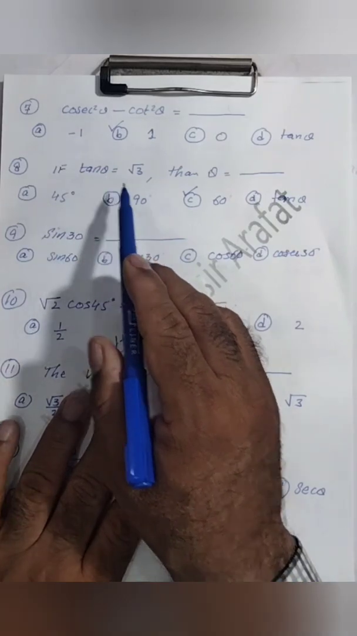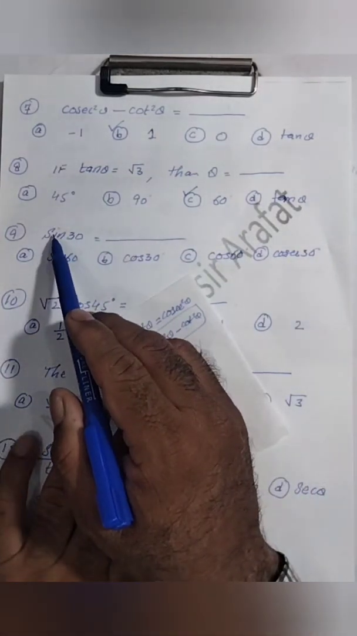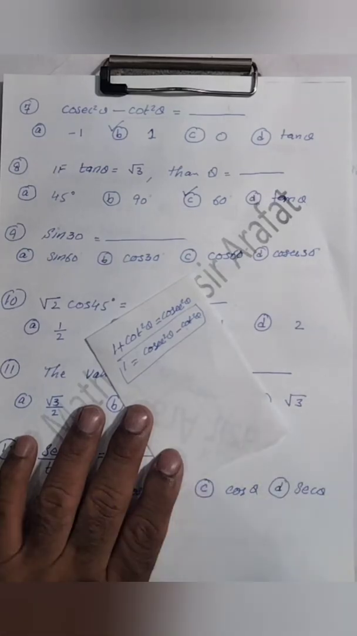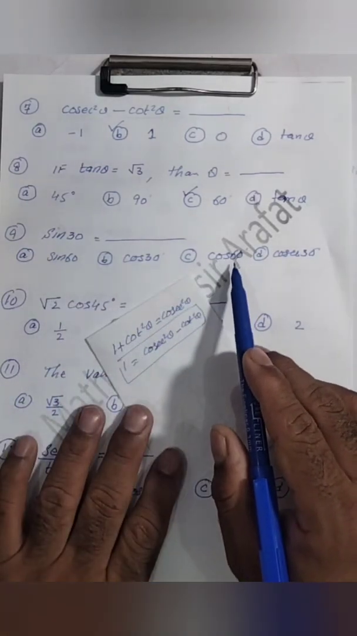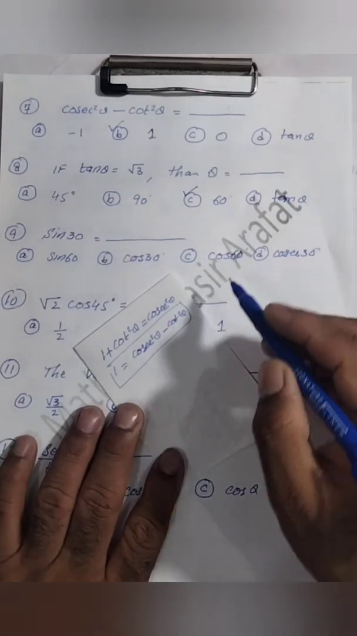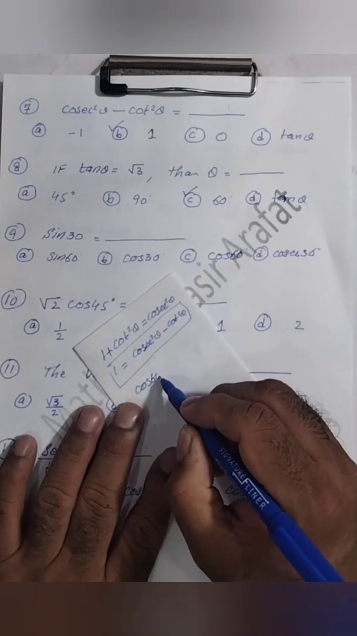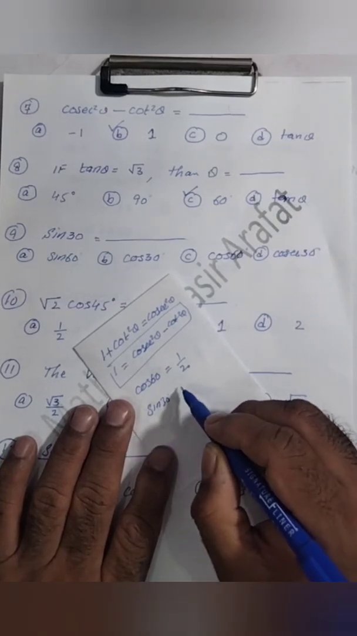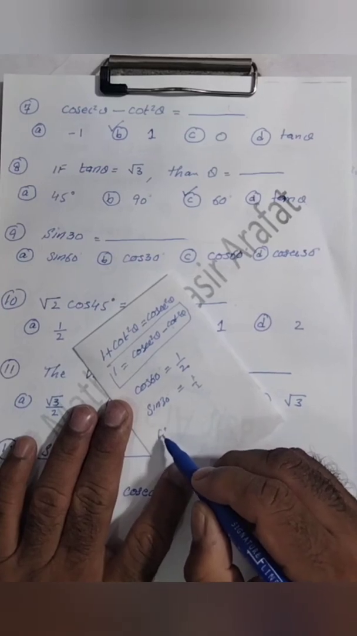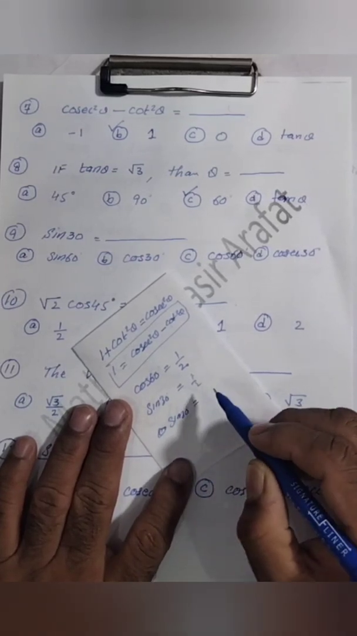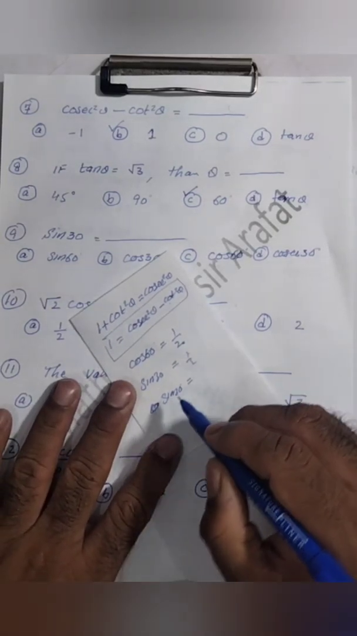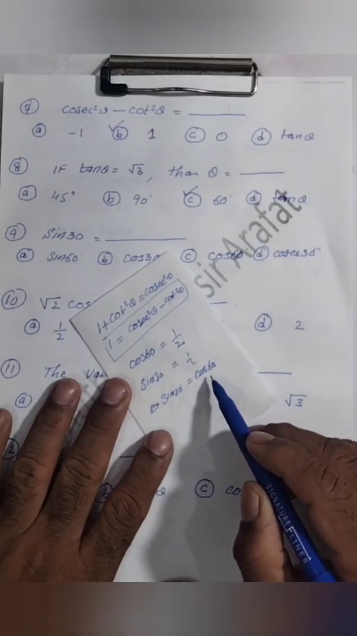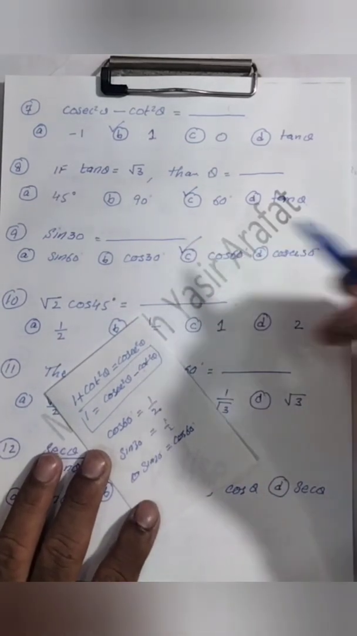Tangent, so the value of theta will be 60. So here this is sin 30. Sin 30 is equal to which function here: sin 60, cos 30, cos 60 or cosec 30? The value of cos 60 is 1 upon 2, and the value of sin 30 is also 1 upon 2. That means sin 30 will be equal to cos 60. The value of sin 30 is half and the value of cos 60 is half. That means option C is correct.